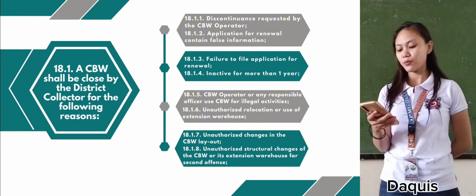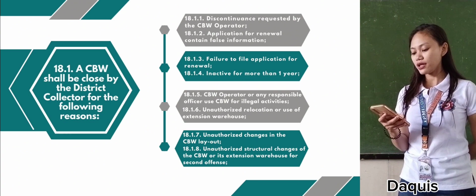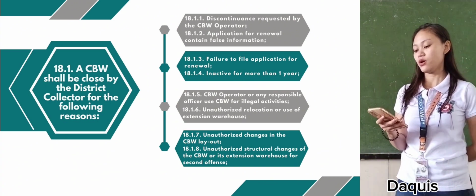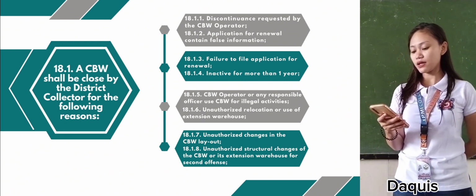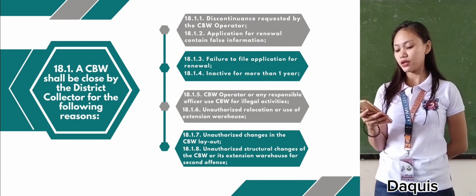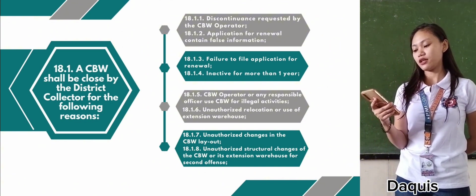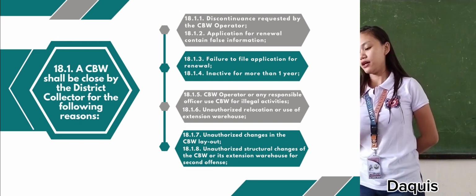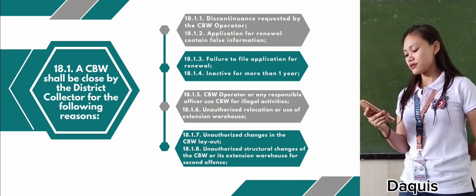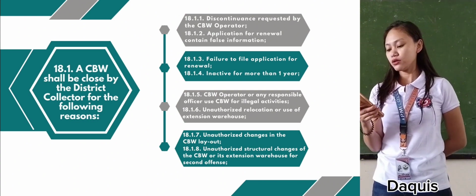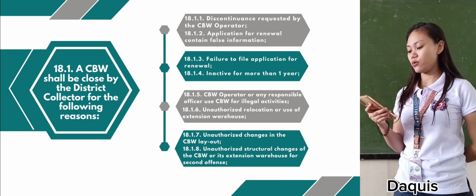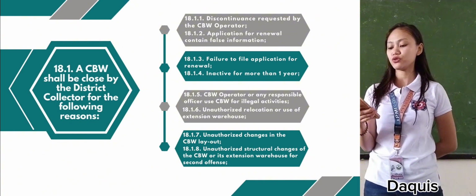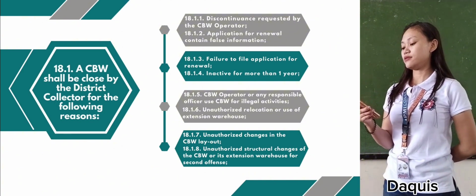Section 18, sub 1.2, filing an application for renewal found to contain false information. So, dili po sila makabasta-basta if ang pag-file nila ay naay mga false information, so dili pa siya ka-proceed for renewal. And Section 18, sub 1.3, failure to file application for renewal. Then, if wala naka-file, so dili po sila authorized to operate.